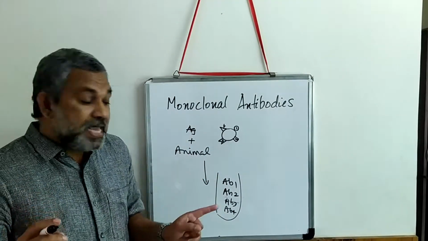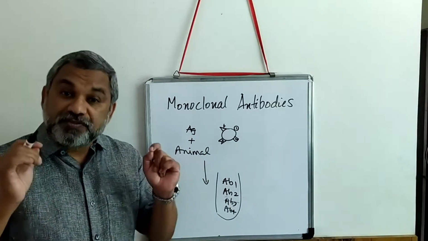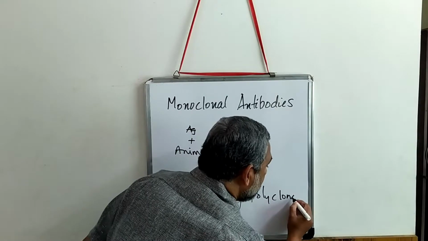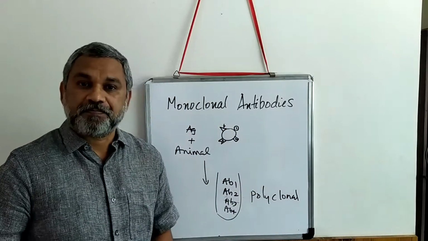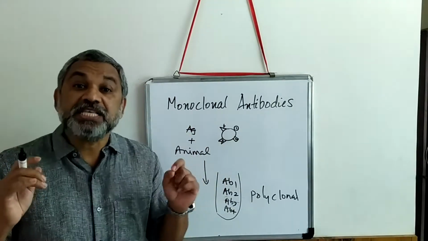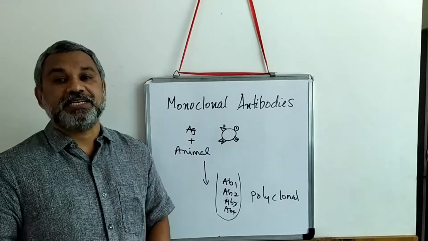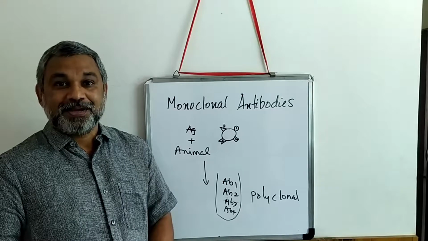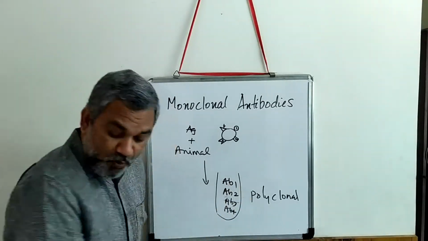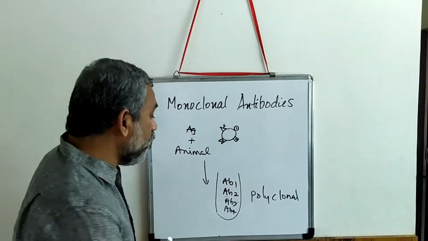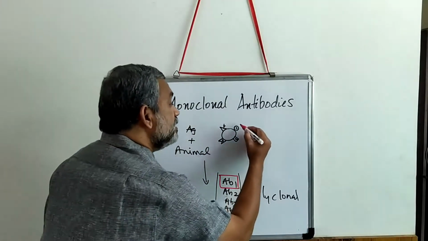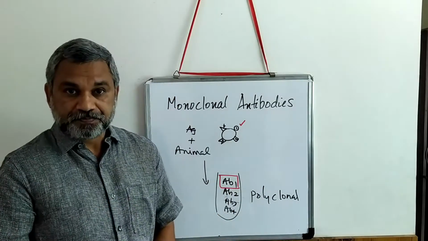Which means the antiserum which we got is a polyclonal antiserum. It has developed antibodies against each of these antigenic determinants. Now the question is, suppose you want to purify only one of these. You want to purify only the antibody against antigenic determinant 1.